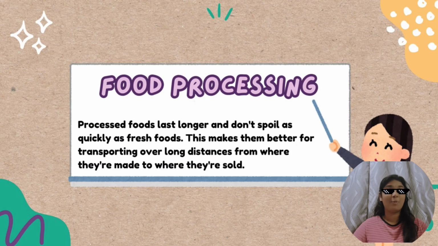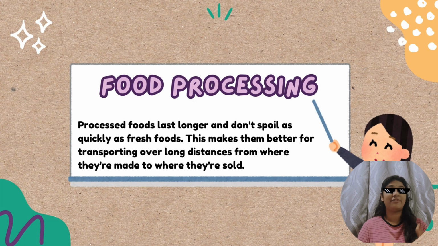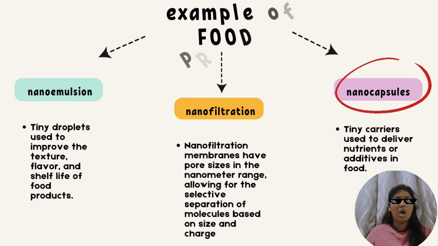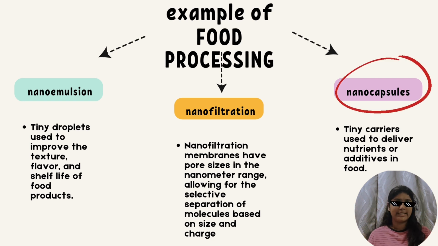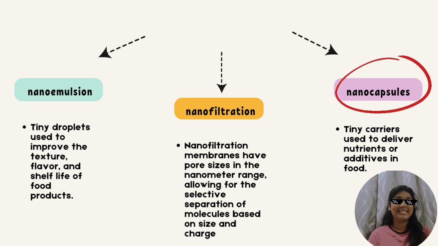Let us see what food processing is. As we all know, processed food lasts longer and doesn't spoil as quickly as fresh food. In today's video, we'll explore how these advancements in nanotechnology are making our food safer, fresher, and more nutritious. Let's dive into the world of nanotechnology in food processing. Out of all the nanotechnologies in food processing, we will be focusing on nanocapsules, which are tiny carriers used to deliver nutrients or additives in food.